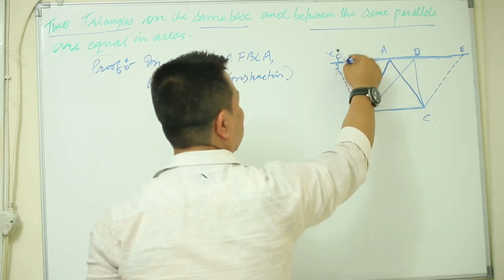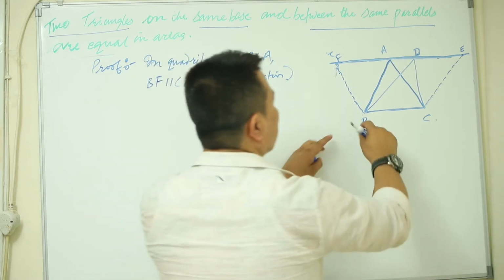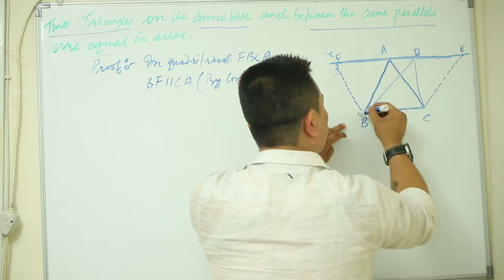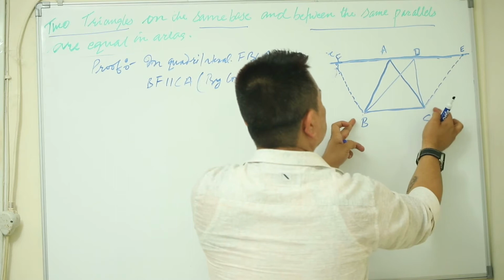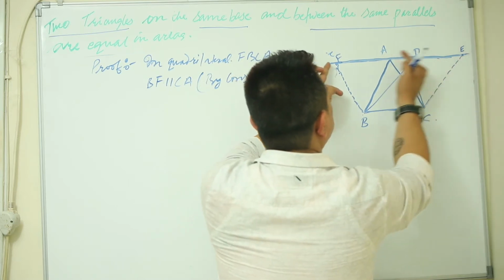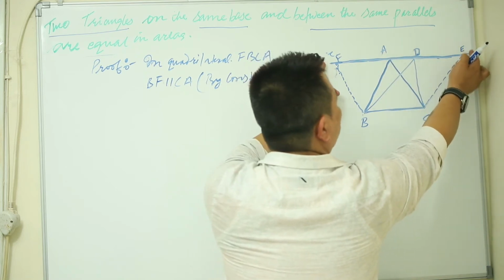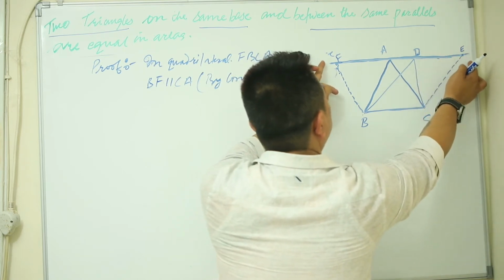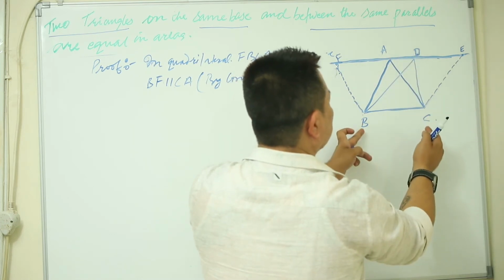Now check the sides FA and BC. As we have been told, this line is parallel to BC. That means this part is parallel to this part. This line BC is parallel to this whole line. So FA is a part of this parallel line. If this whole line is parallel to BC, then a part of this line, that is FA, is definitely parallel to BC.